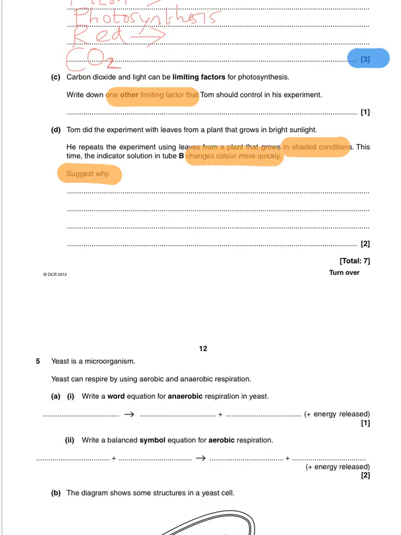So, if it changes colour more quickly, that means we've got increased photosynthesis. And then we'll have to think about why that might be. Why has it got an increased rate of photosynthesis? If it's in lower light conditions, we want to try and explain it. So how do plants photosynthesize? So we'd probably want to be linking this to chloroplasts or chlorophyll.